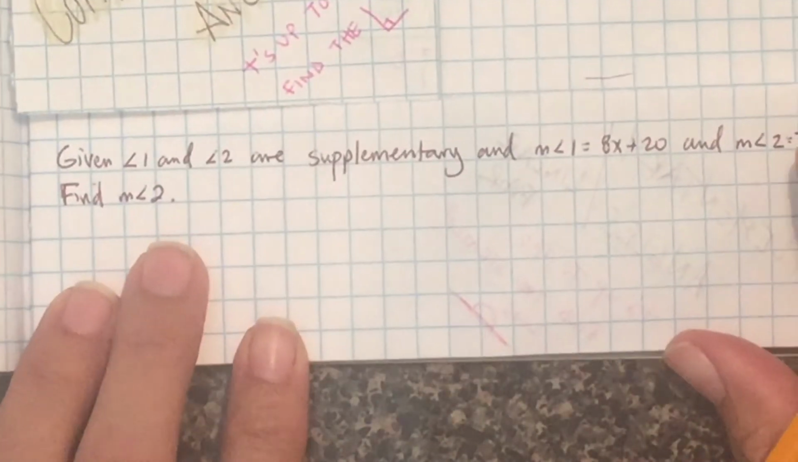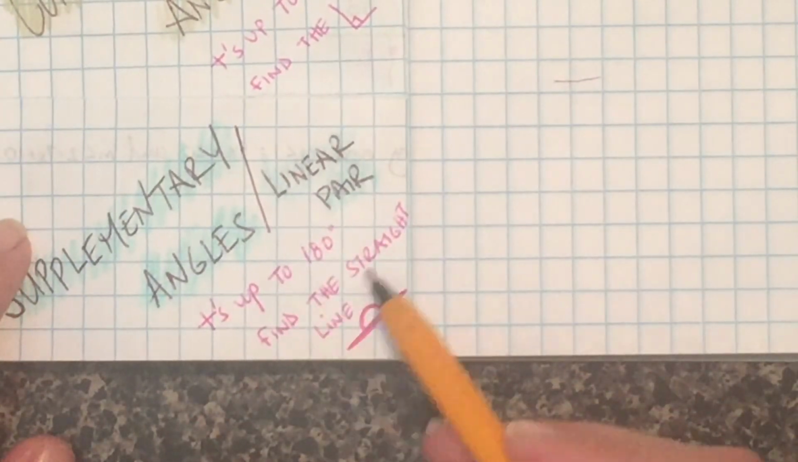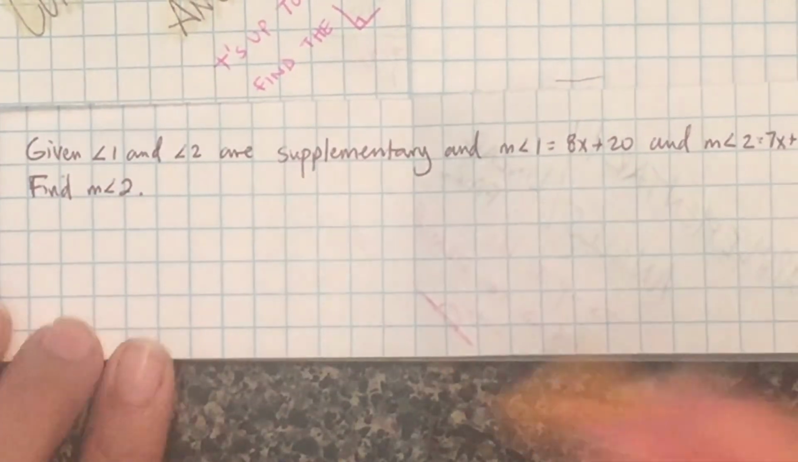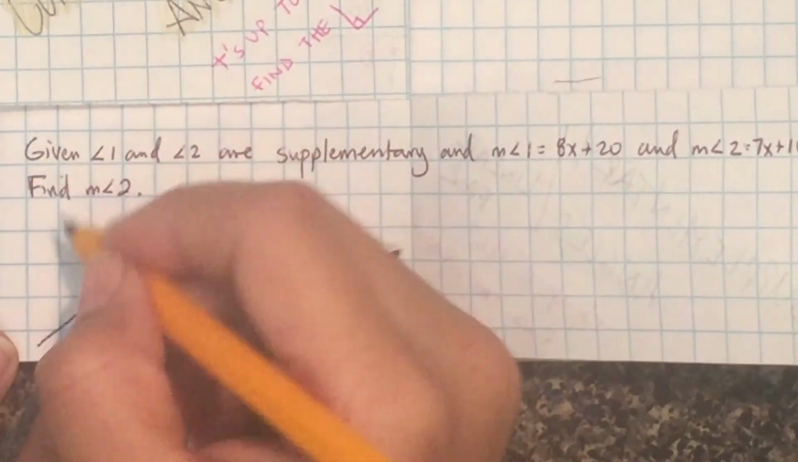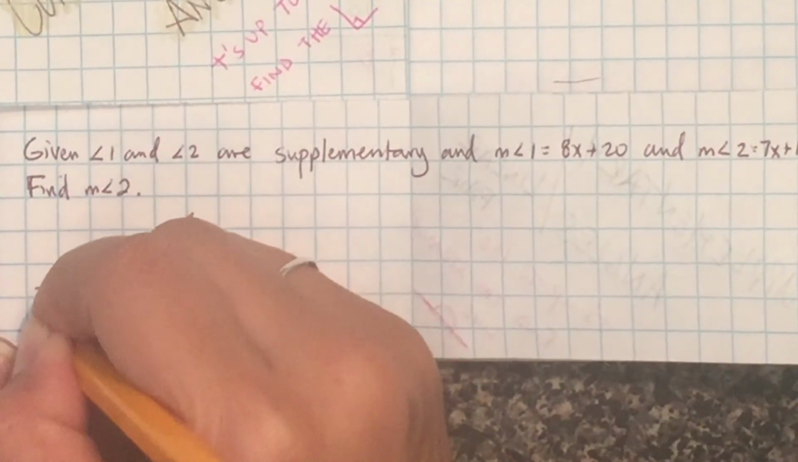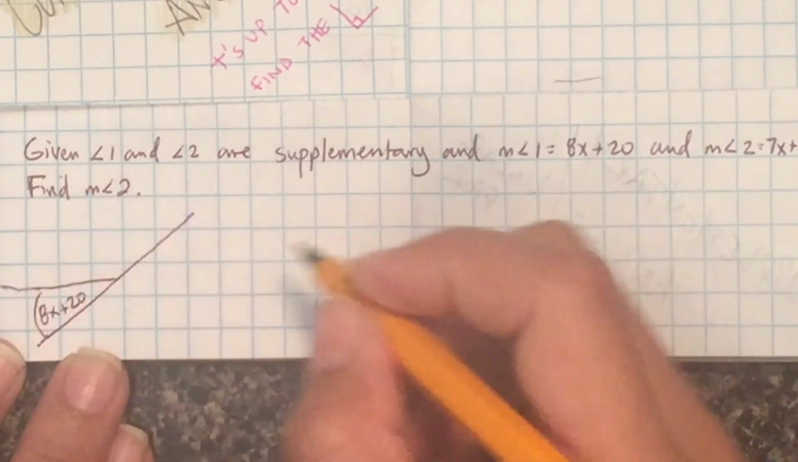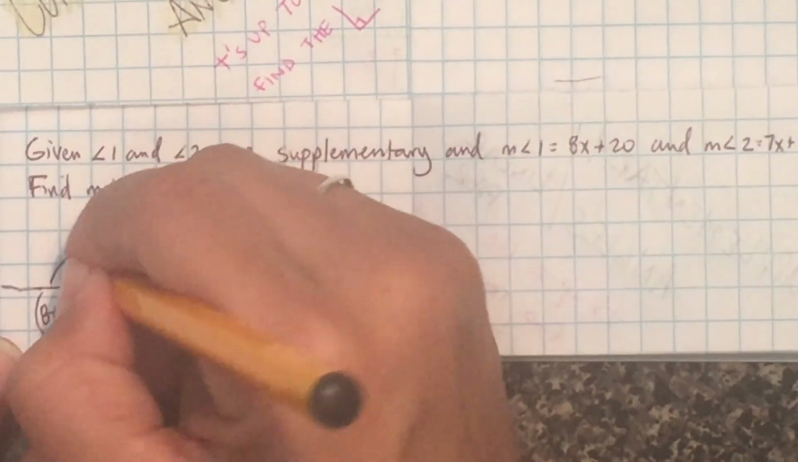Alright, so again, draw a picture and label it. So supplementary, what does that mean? That means it makes a straight line. So let's make a straight line. And that is split into two angles because they're given two angles. So one of them is 8x plus 20. The other one is 7x plus 10.